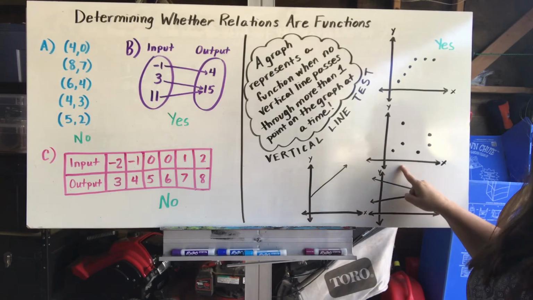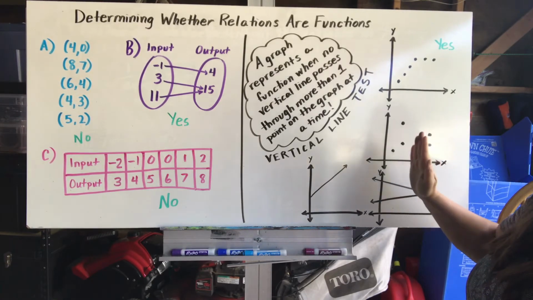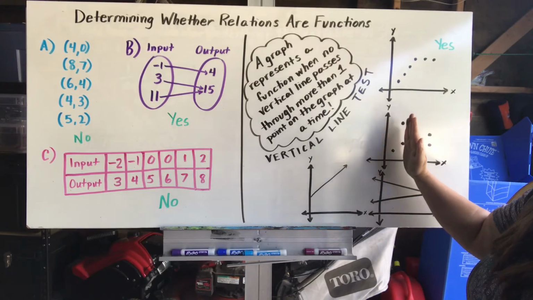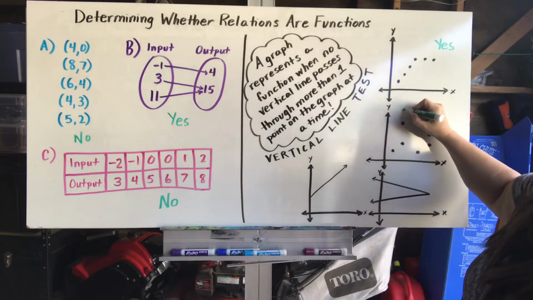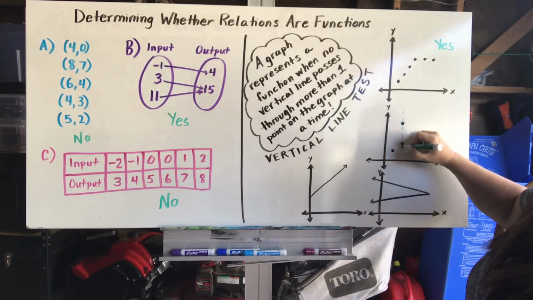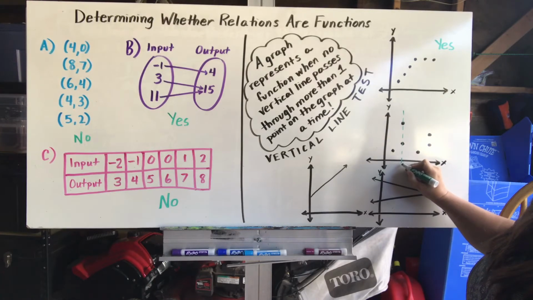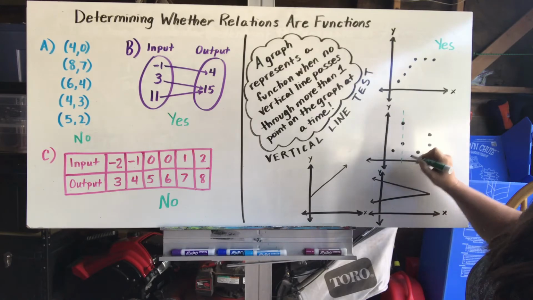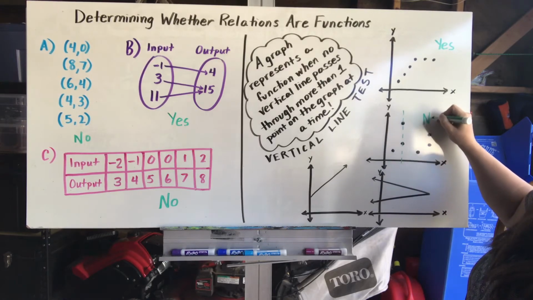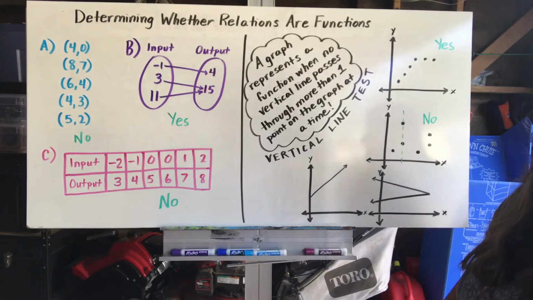So let's try the same thing with this graph. If my hand is the vertical line as I'm going across, when I'm right here, my hand is going to go through 2 data points at the same time. So whatever this x value is, let's say it's 2, it's got two different outputs. So this guy is not a function.